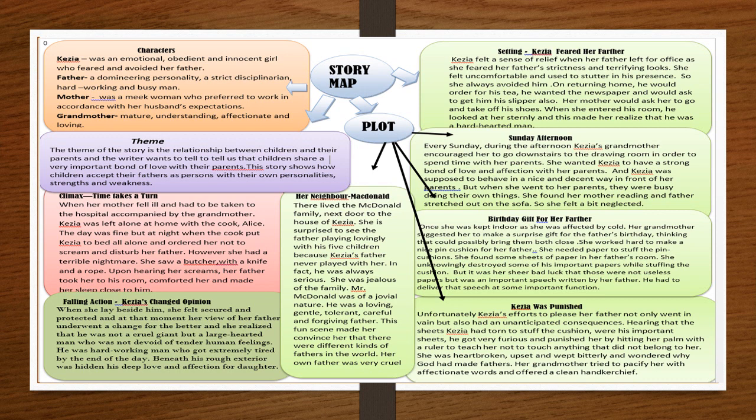Now, we have come to the falling action of the plot, that is Kezia's changed opinion. When she lay beside her father, she felt secure and protected. And at that moment, her view of father underwent a change for the better. And she realized that he was not a cruel giant, but a large-hearted man who was not devoid of tender human feelings. He was a hard-working man who got extremely exhausted by the end of the day. Beneath his rough exterior was hidden his deep love and affection for his daughter Kezia.